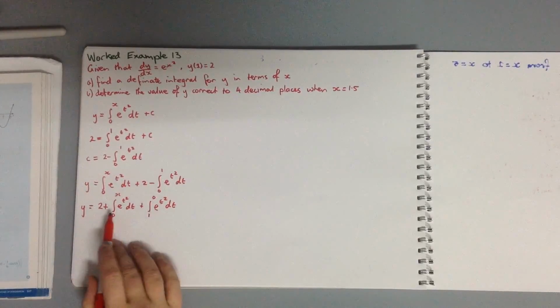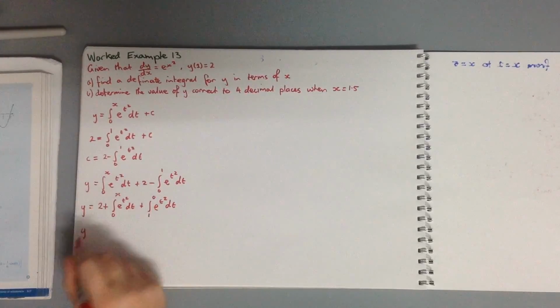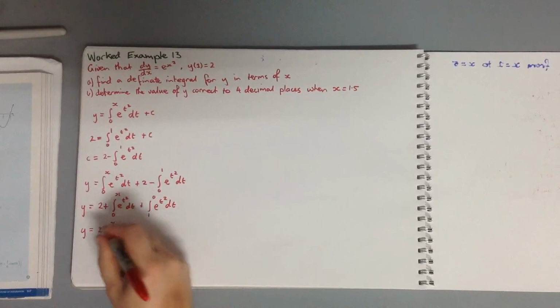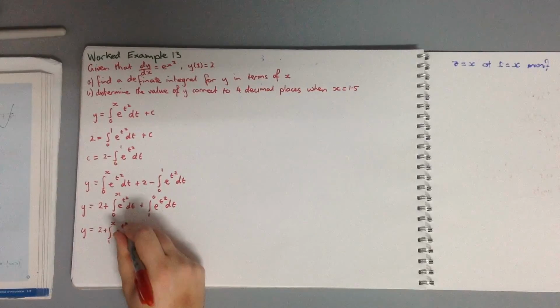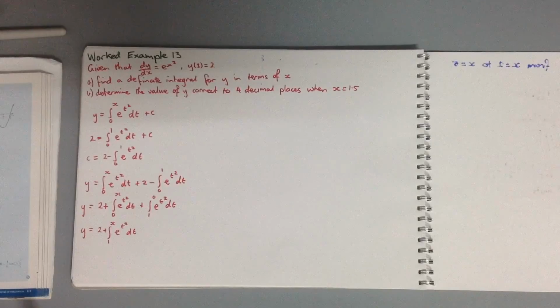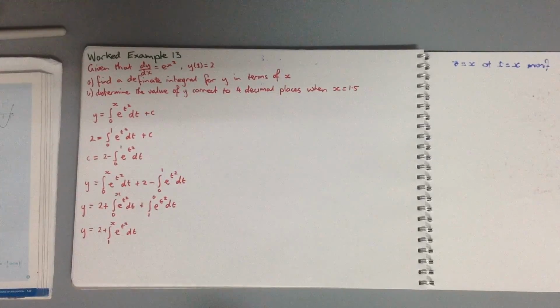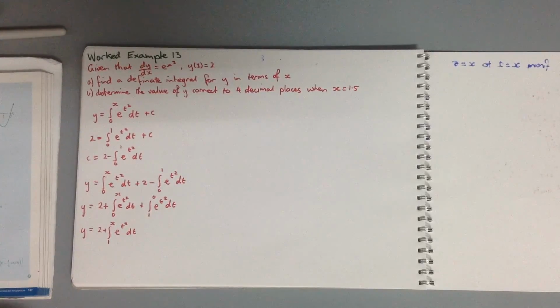When it looks like this, what we can do is bring them together. Make our integral from 1 to x, so 2 plus our integral from 1 to x of e to the t squared dt. So we've used a few steps there to end up getting to the equation that we wanted. We could have jumped straight to here using our formula, but I thought I should show you the steps.